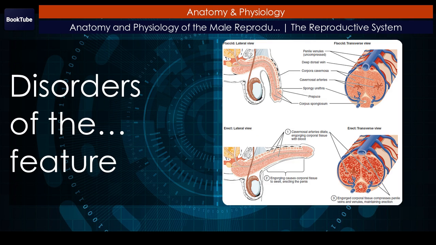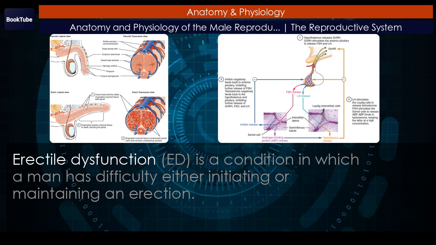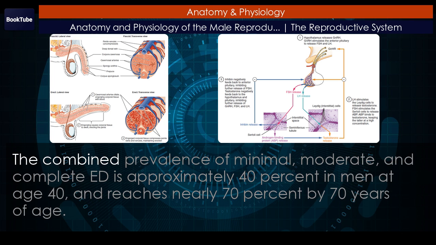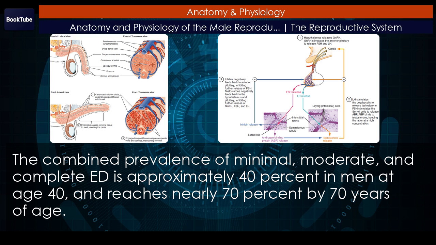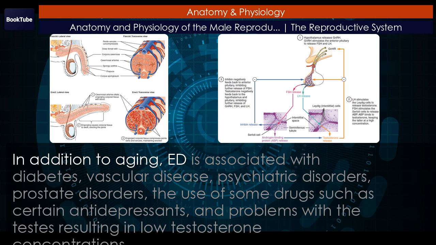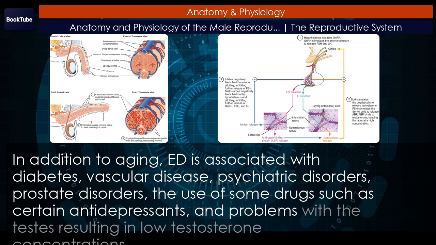Disorders of the male reproductive system. Erectile dysfunction, ED, is a condition in which a man has difficulty either initiating or maintaining an erection. The combined prevalence of minimal, moderate, and complete ED is approximately 40% in men at age 40, and reaches nearly 70% by 70 years of age. In addition to aging, ED is associated with diabetes, vascular disease, psychiatric disorders, prostate disorders, the use of some drugs such as certain antidepressants, and problems with the testes resulting in low testosterone concentrations.